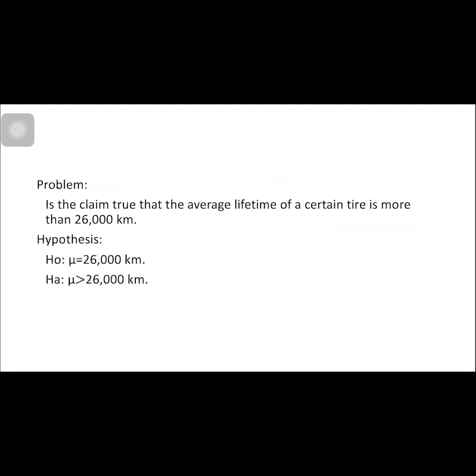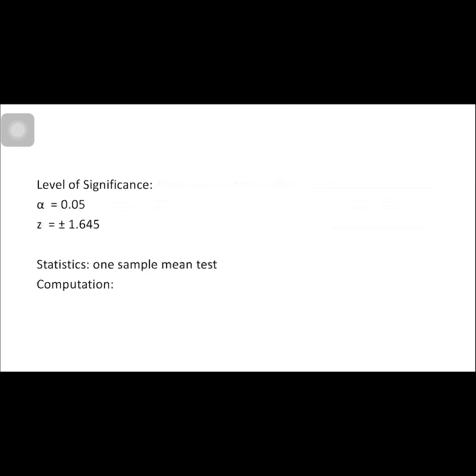For our problem statement, is the claim true that the average lifetime of a certain tire is more than 26,000 kilometers? For our hypothesis, our null is mu is equal to 26,000 and our alternate is mu is greater than 26,000 kilometers. For our level of significance, alpha is equal to 0.05. Our tabular value of z is 1.645. Again, this is from our student's t distribution table. Our statistic is the one sample mean test.